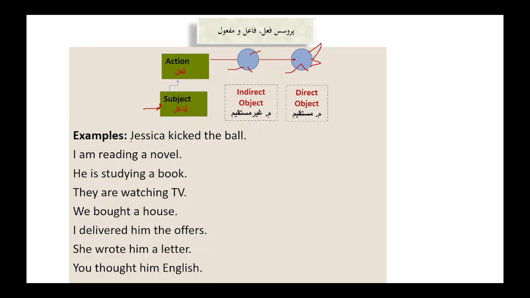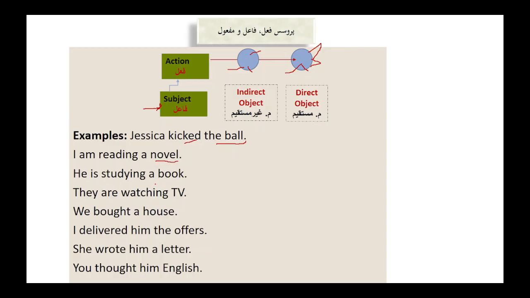Here we have some examples for direct and indirect objects, right? For example, Jessica kicked the ball. She kicked the ball. Jessica is the subject, kicked is the verb, ball is the object, and this is obviously a direct object, because in this sentence we don't have any indirect object, right? The next one, I'm reading a novel. This is also a direct object.